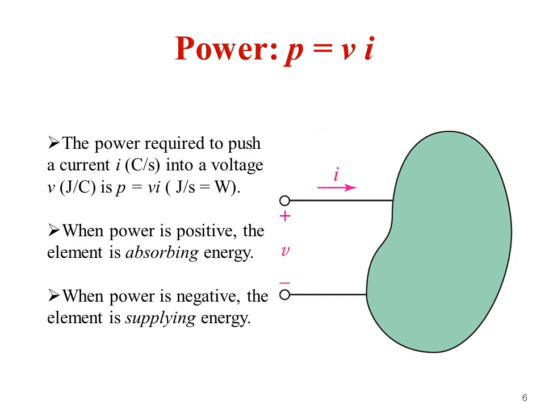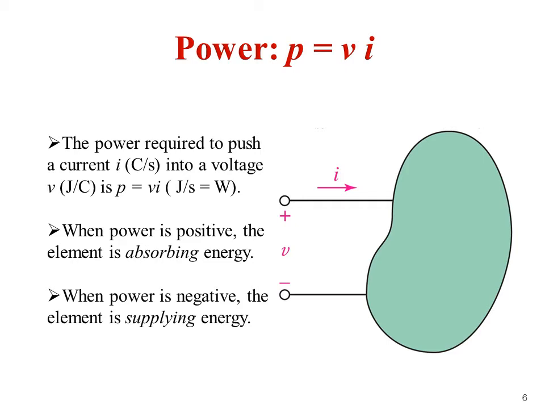Now let us move to power P. P is equal to V into I. That is the power required to push a current I into a voltage V, P equal to V into I. If in an electric field you want to push 1 coulomb of charge through that voltage, then we have 1 watt of power. Here P is equal to V into I. The unit of power is joules per second, which is equal to watts. So power is measured in watts.